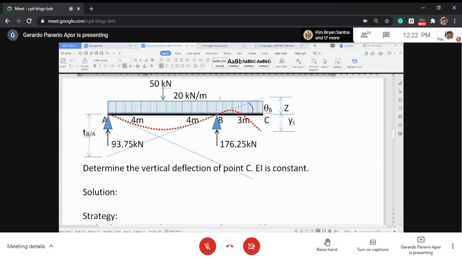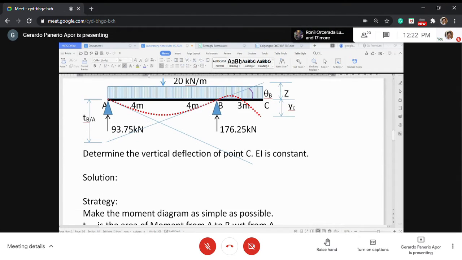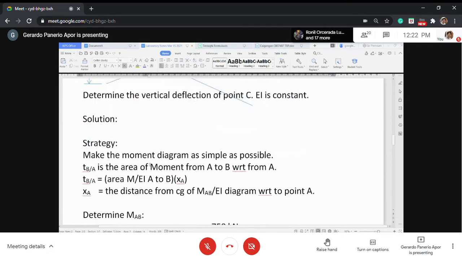So I make a moment diagram. We call that B. So I break them into three types of load. One is 93.75, and the other one is 50, and the uniformly distributed load. Okay, so make the moment diagram as simple as possible.